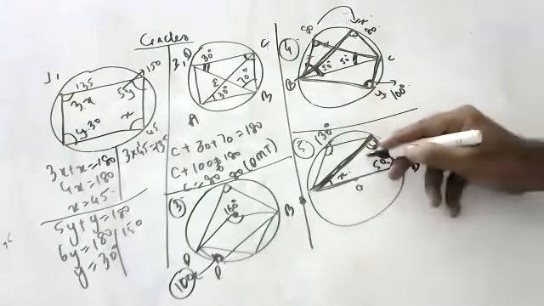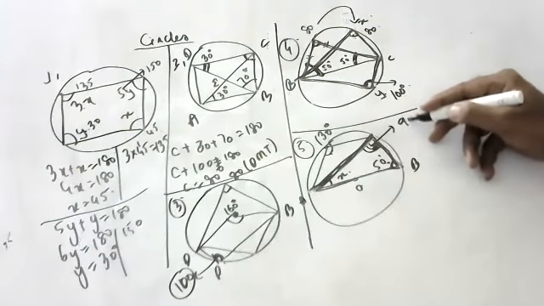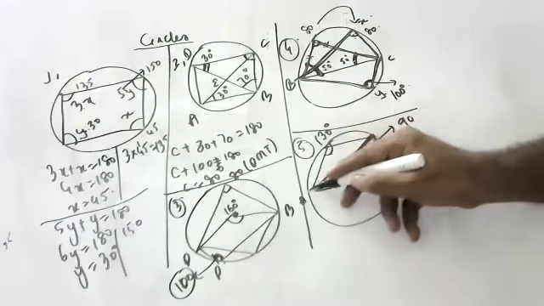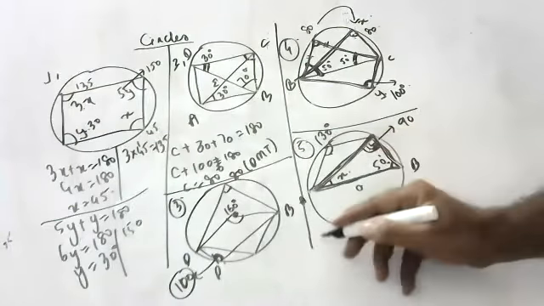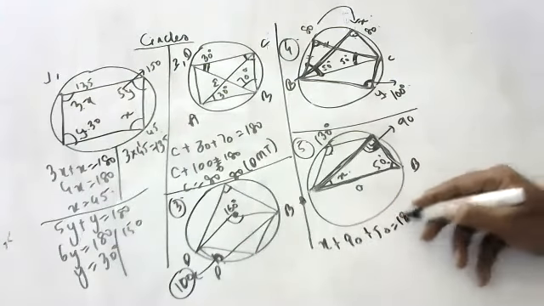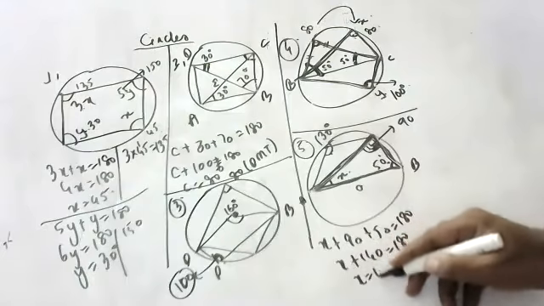Degree measure theorem, second case. 90 degrees. Angle in the semicircle is 90 degrees. This is 90, this is 50. You have to find x. x plus 90 plus 50 is equal to 180. x plus 140 is equal to 180. x is equal to 40.